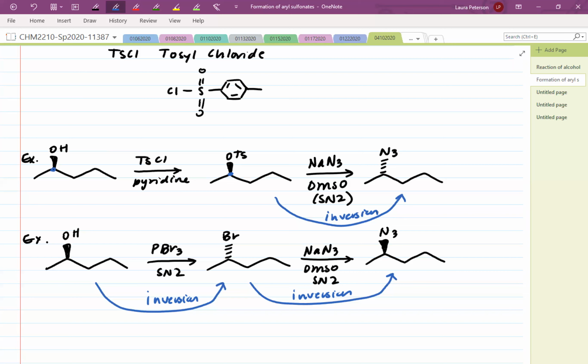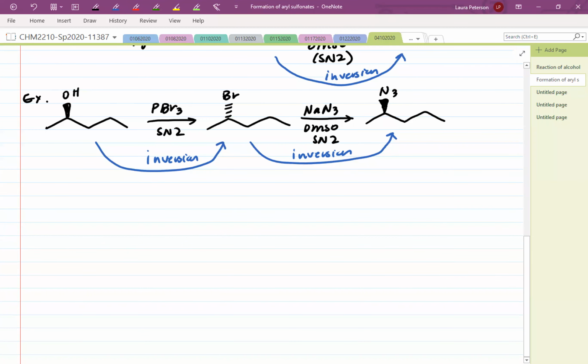Let's look at one other example of using an aryl sulfonate. We've seen that aryl sulfonates are good leaving groups for SN2. Let's point out that they're also good leaving groups for E2 reactions as well. Specifically, I'm going to do this to do a Hofmann elimination. So let's look at this example.